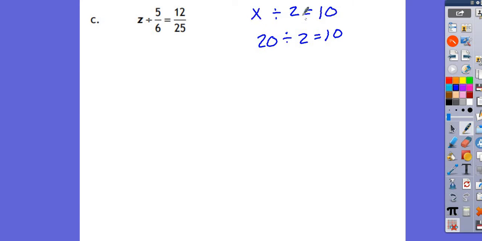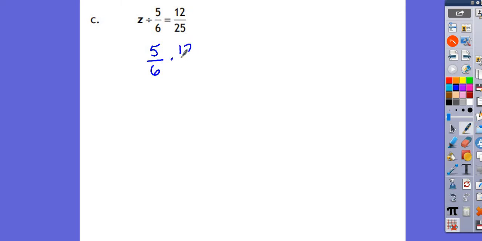So how did I find 20? Really, I multiplied 10 times 2. So I need to multiply these two things together to get this guy. So I'm going to clear my scratch work there. And we just said we needed to multiply these two guys together to figure out what that missing guy is.